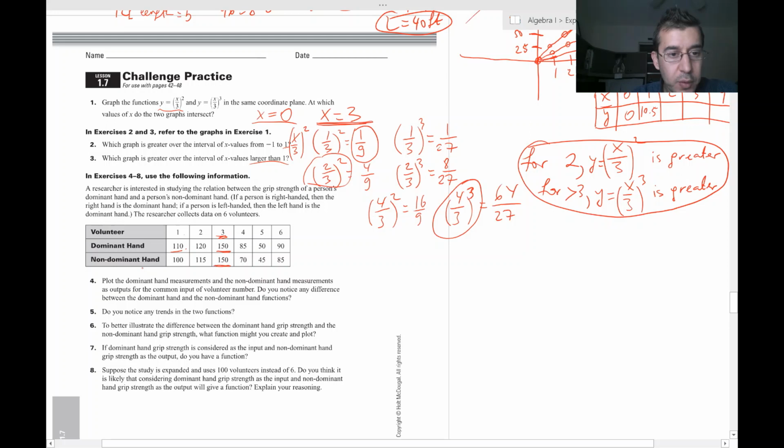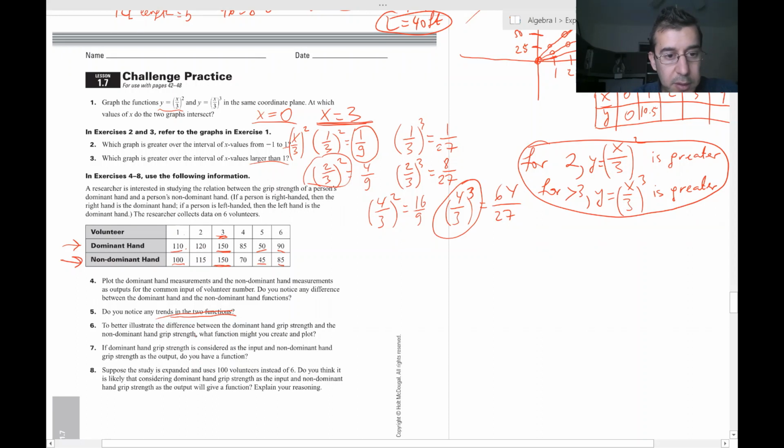Number 5, do you notice any trends in the two functions? That's one function. This is the second function. Well, we notice that as the strength of the dominant hand increases, the strength of the non-dominant hand increases as well. You see here 110 and 100. Here is 90 and 85, 50 and 45. So that's the trend that we see in the two functions.